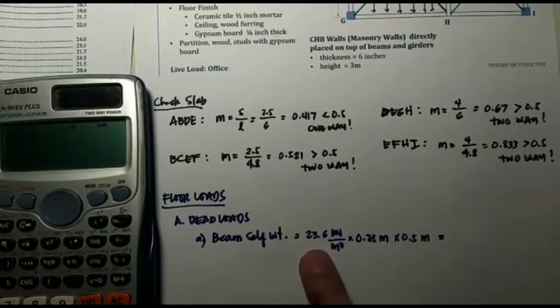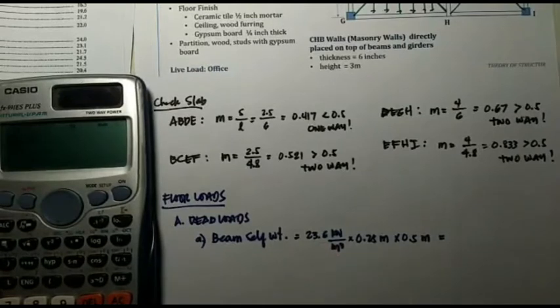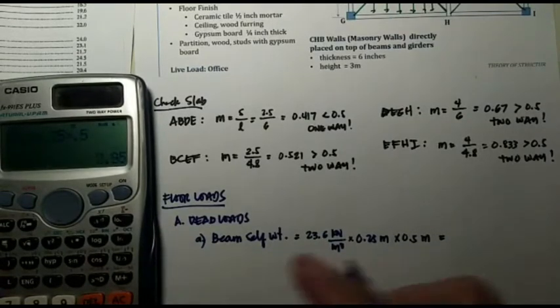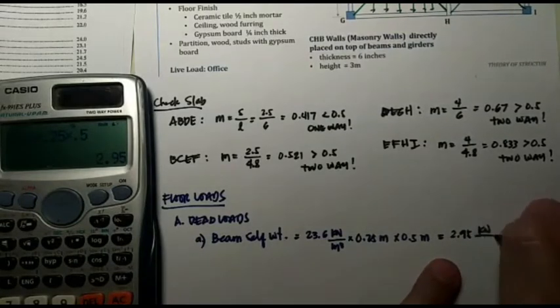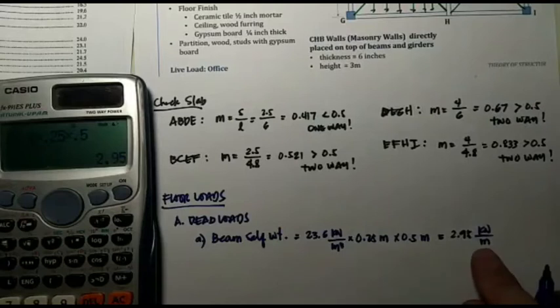So that will give me the value of the beam self-weight. Tandaan nyo na yan, no? Density of reinforced concrete yan, 23.6 kN per cubic meter. So times 0.25 times 0.5. So I got 2.95 kilonewton per meter. So uniform load na siya para sa beam due to the self-weight.